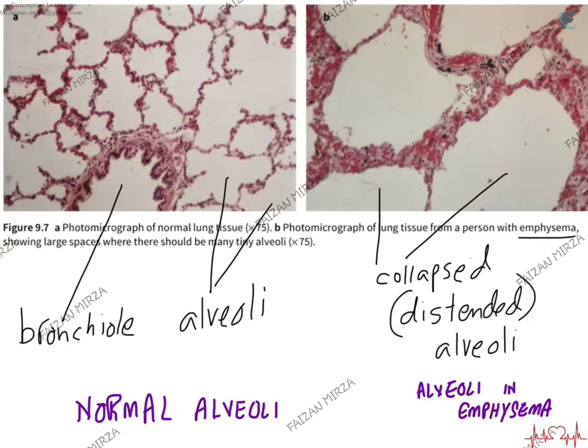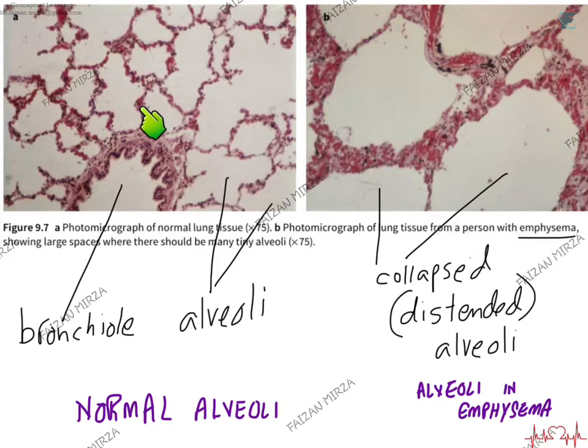As you can see, this is a normal alveoli shown in the figure towards the left side, and the other figure shows the emphysematous alveoli. You can see that the emphysematous alveoli, or the alveoli of a person suffering from emphysema, are collapsed. They are distended alveoli. You can see the diameter of these alveoli compared to the diameter of the normal alveoli. The number of alveoli is quite less here. Here the alveoli are quite good in number.